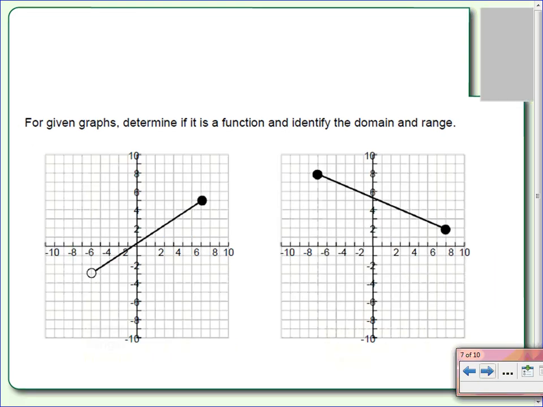Okay, we got two more here. Two more graphs to look at. Next one here for the graphs, determine if it's a function and identify the domain and range. So we're doing the same thing. First of all, both of these are functions. I know both of these are functions because if I use that vertical line test again, no matter where I put my vertical line, it's always only going to be touching just one time. So write that for me. Both of these are functions. Function for the first graph, function for the second graph.